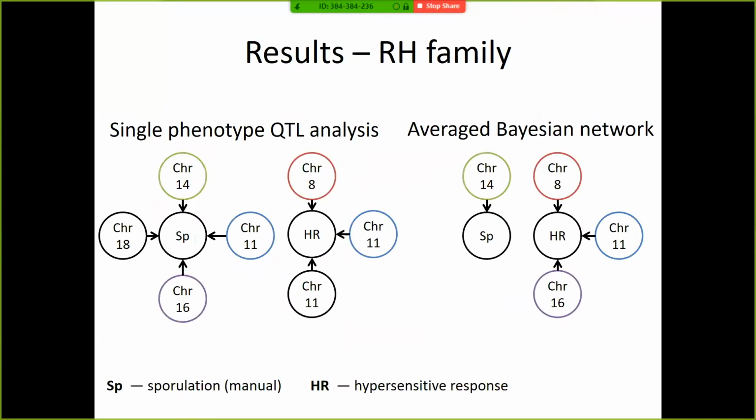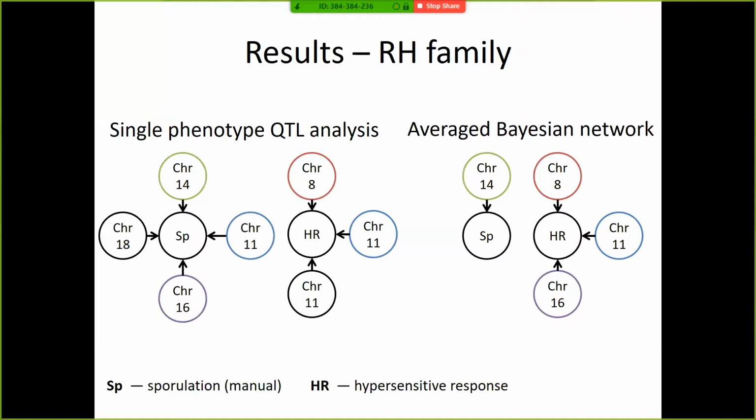So the results for the RH family: you could simply represent any linear model in this network representation, so I'll just do that for the single phenotype QTL analysis results. The difference is only that the phenotypes will not affect each other in the single phenotype analysis. So what we see in the Bayesian network is that there's no effect of HR on sporulation, which is the only possible phenotype interaction that I allowed.